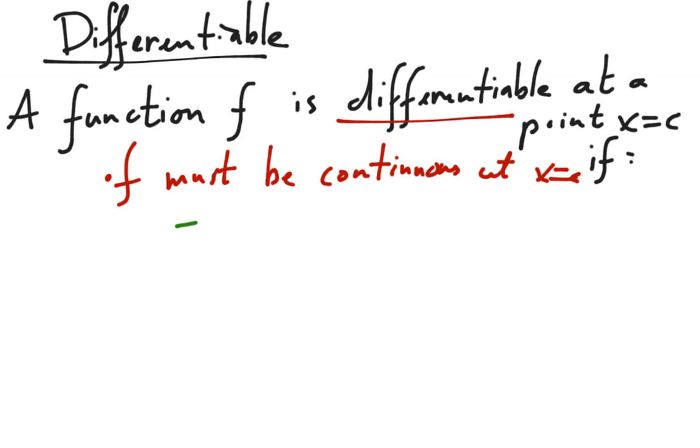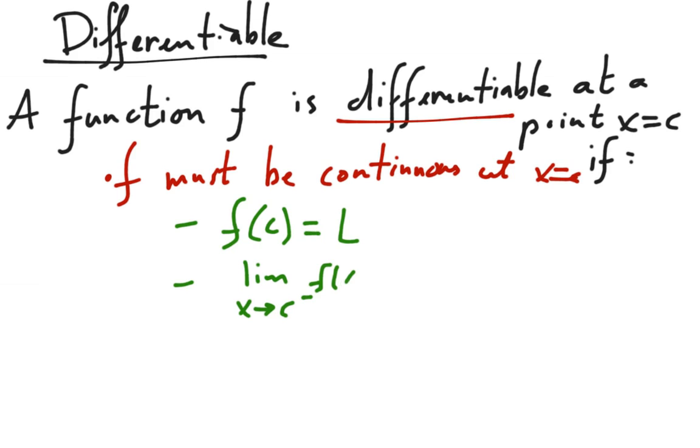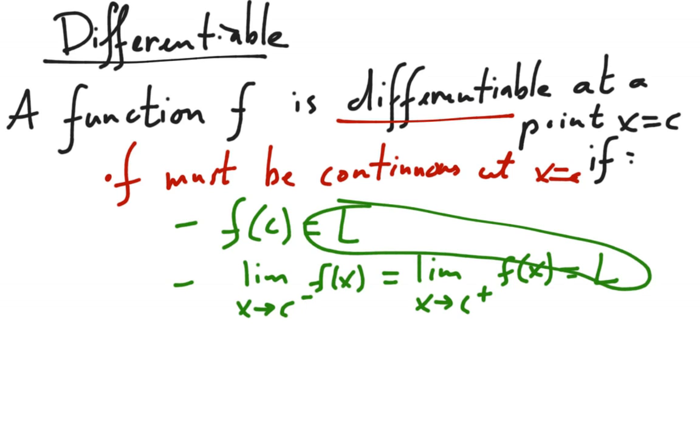And let's go ahead and remind ourselves what continuous at a point meant and what we had to have for that. The first one was we needed a point, so we had to have a point where f of c equals some number L. And the second thing was that the limit as x approaches c from the left of f of x had to equal the limit as x approaches c from the right of f of x, and those limits were both equal to L, and notice how those matched up.